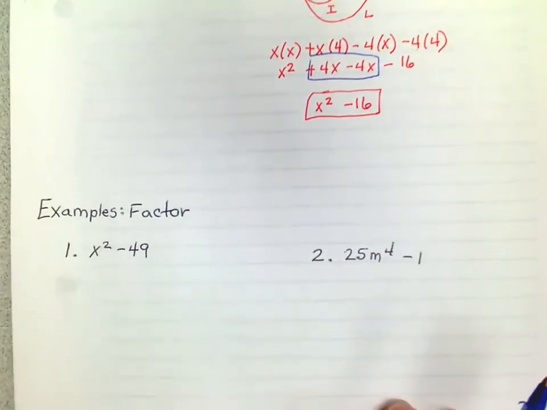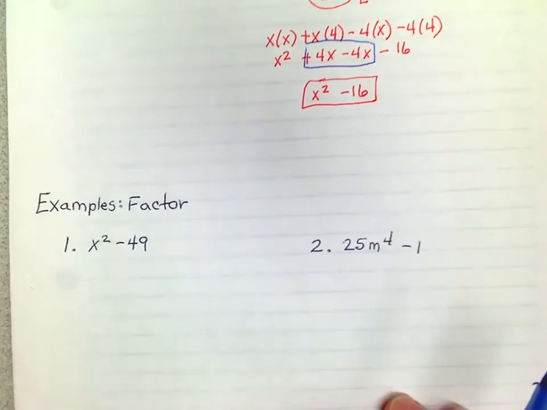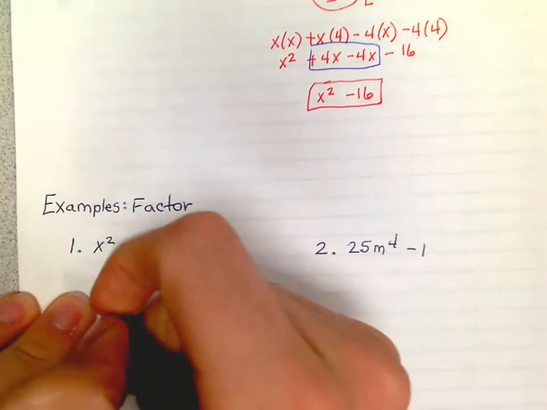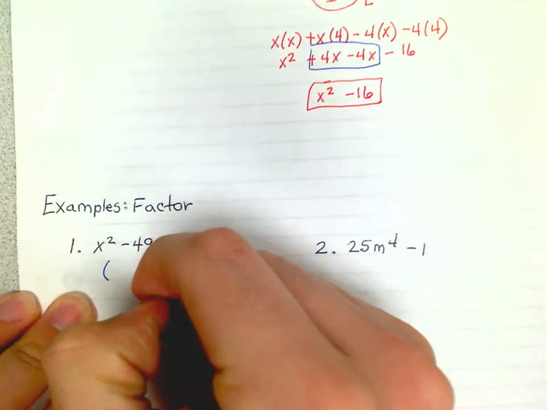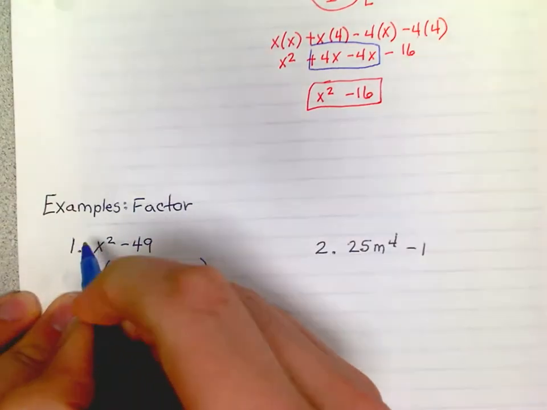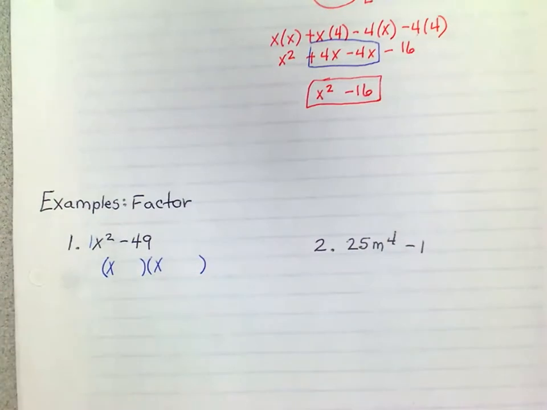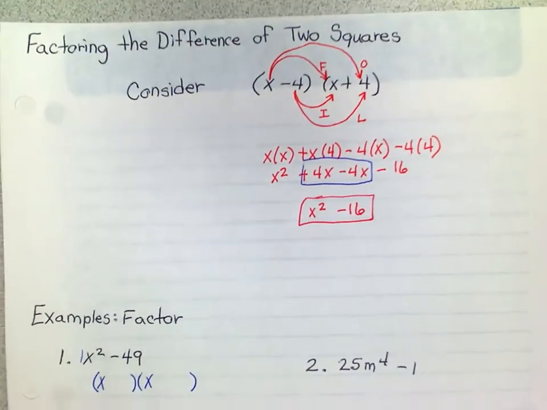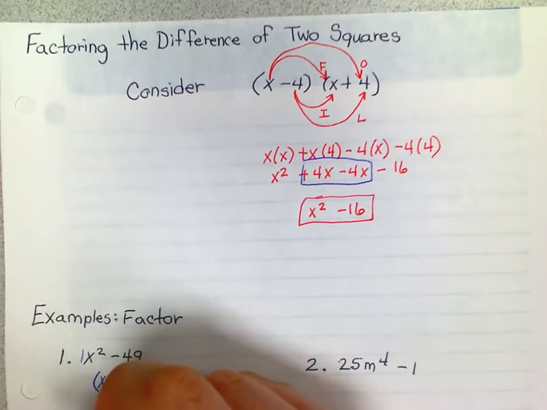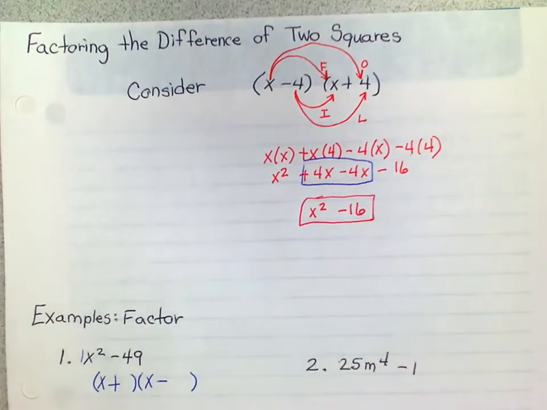For example 1, we have x squared minus 49. Okay, first we'll want to open up our sets of parentheses. The coefficient is 1, so just write an x in both sets. Since we have looked at one very similar up here, we can tell our signs: one will be positive, one will be negative.